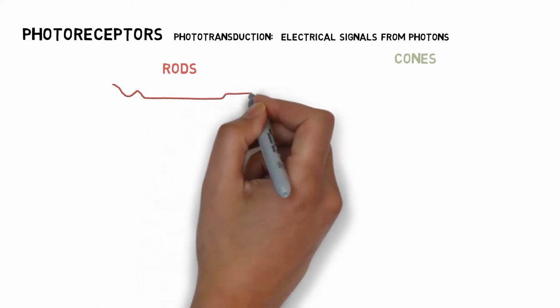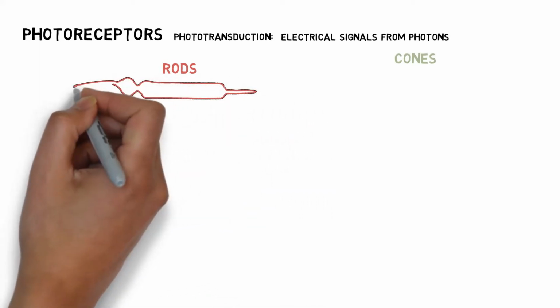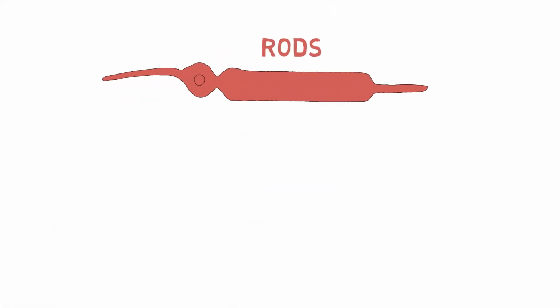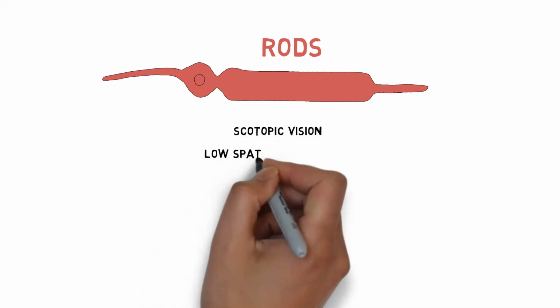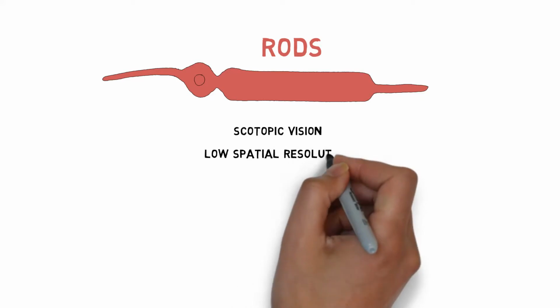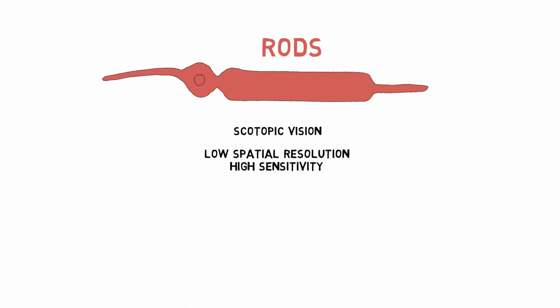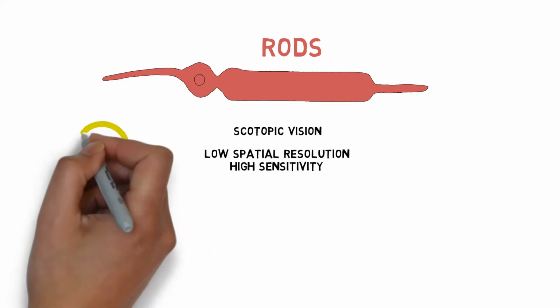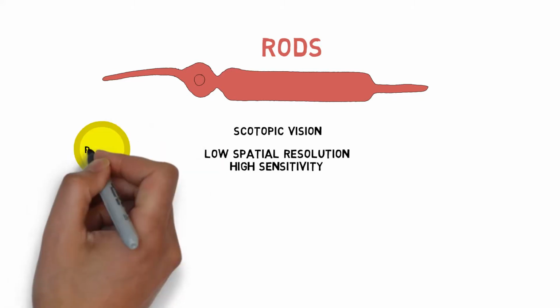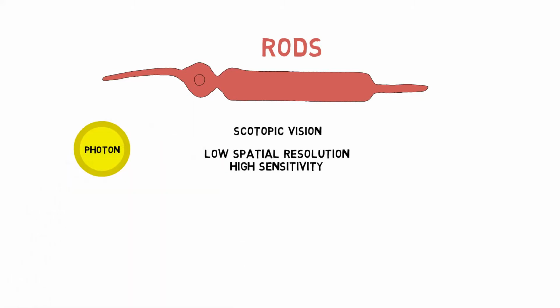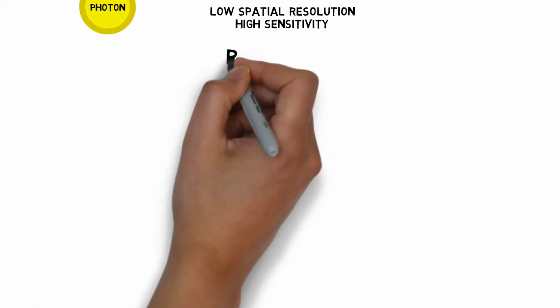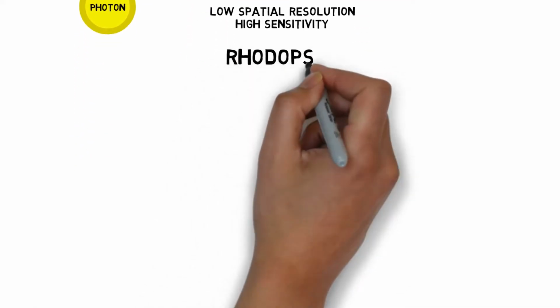Rods, which get their name from their long rod-like shape, are responsible for scotopic vision or low-light vision. Rods have poor spatial resolution, but they are highly sensitive to light, making them responsible for sensitivity. Rods are, in fact, so sensitive to light that they can generate electrical signals based off of just one photon of light. Rods contain a photopigment called rhodopsin.